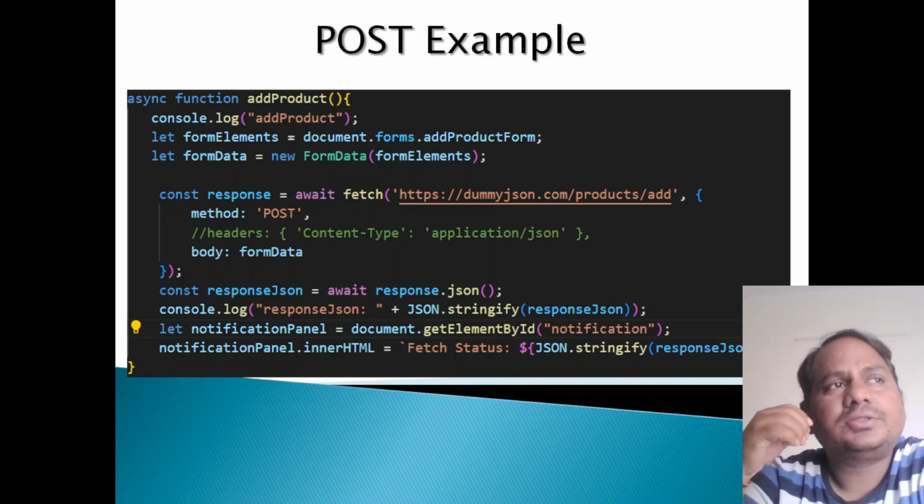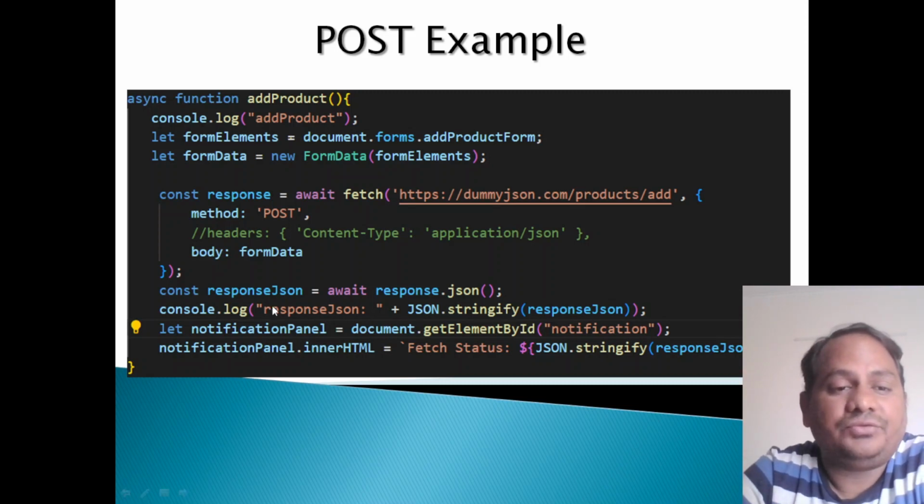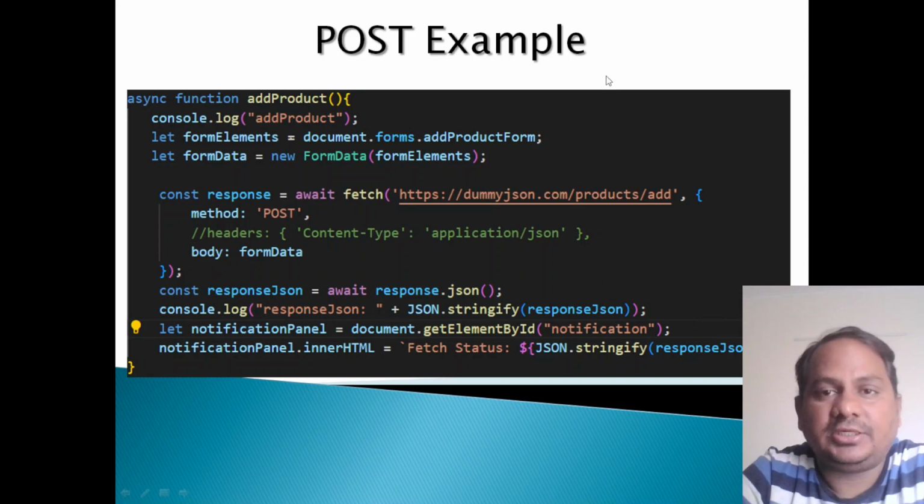Because we would like to know whether our POST request was successfully posted or not, or maybe we expect some ID when the record is added. So we are getting the response JSON from the response object, and then using that to show. Okay, let's move to the next slide.